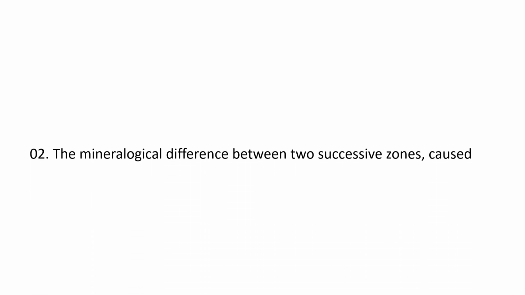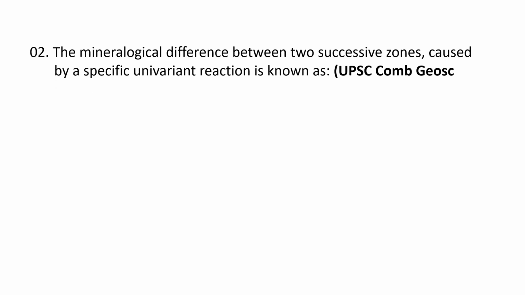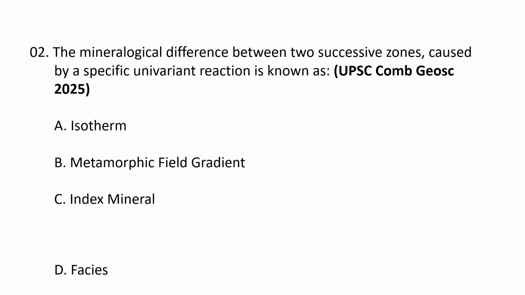Next question. The mineralogical difference between two successive zones caused by a specific univariant reaction is known as A. Isotherm, B. Metamorphic field gradient, C. Index mineral and D. Facies. So the correct option is C.